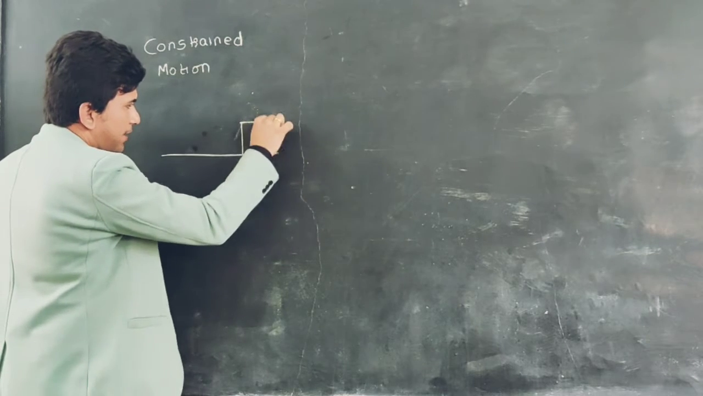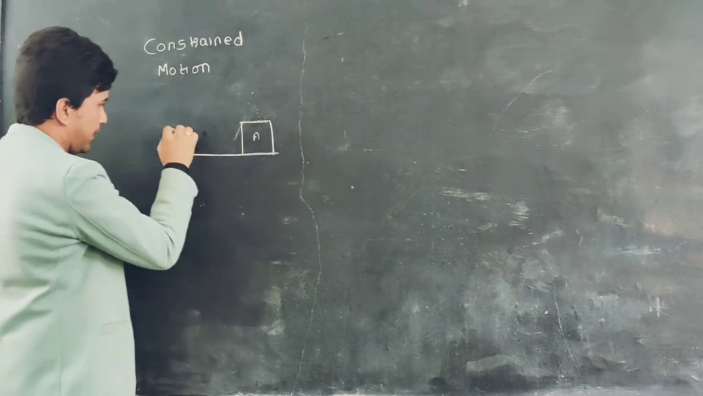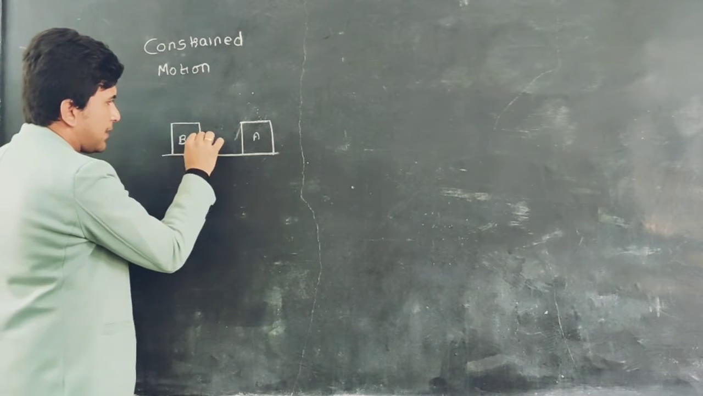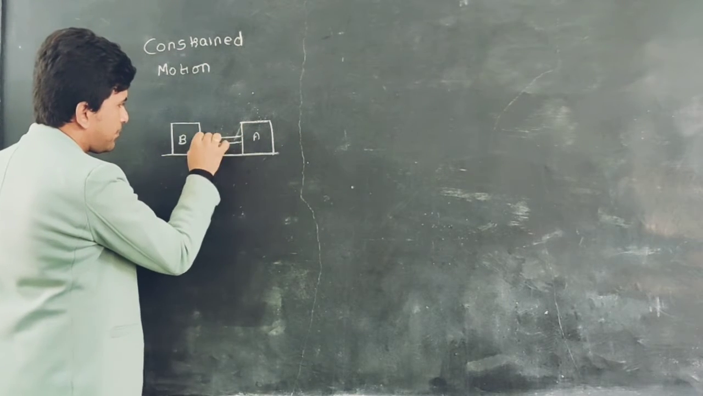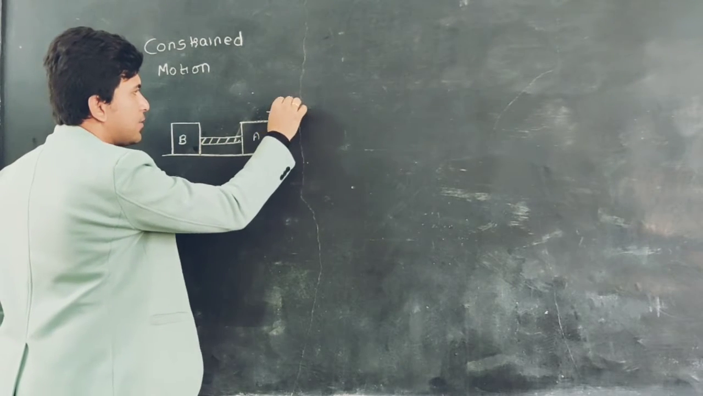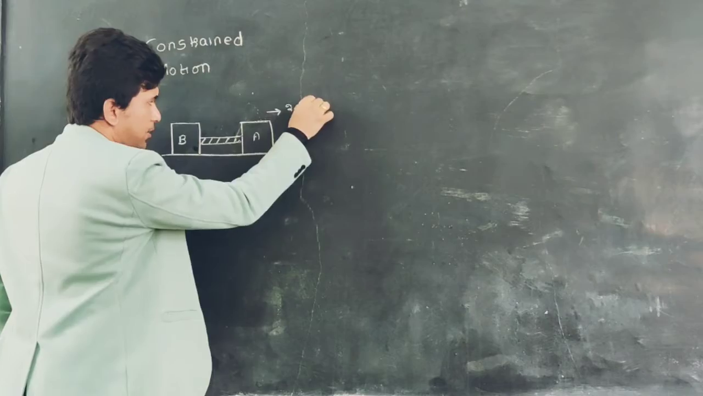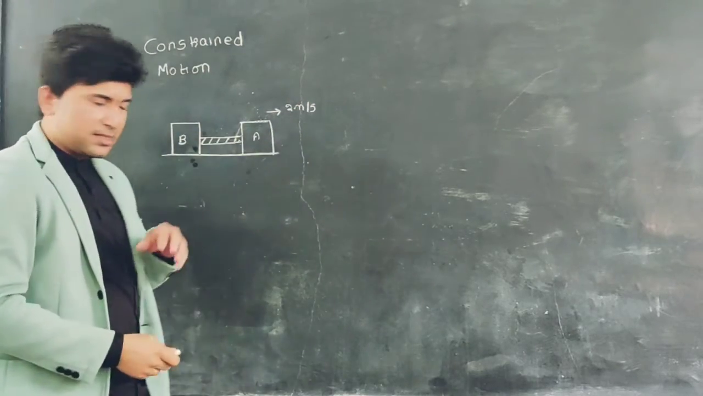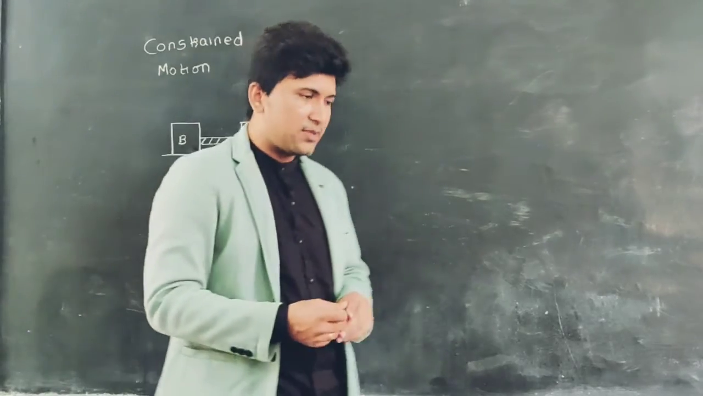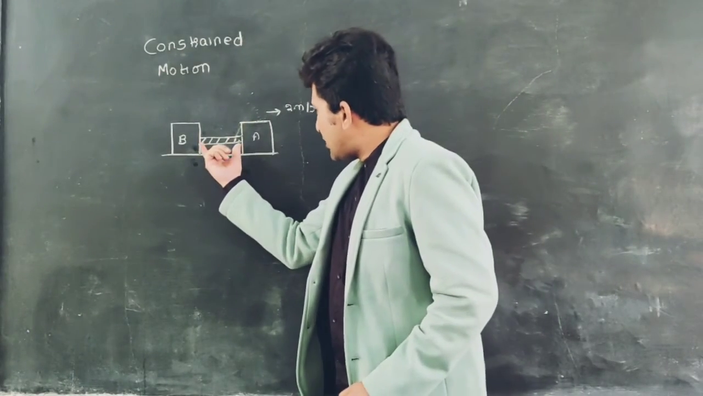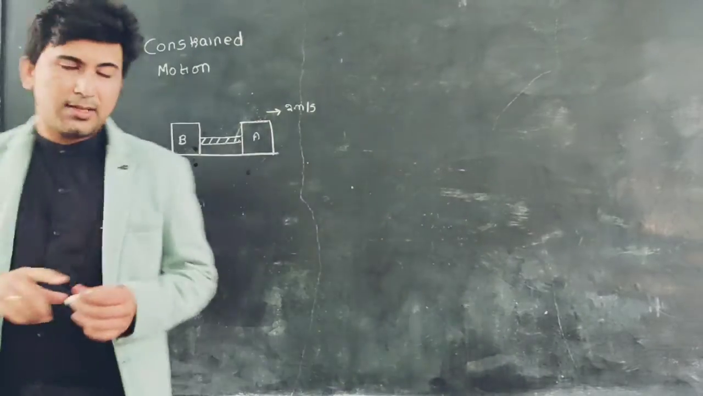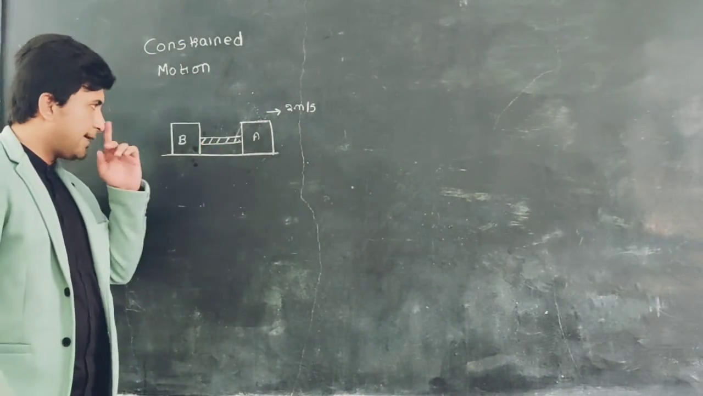Suppose we have two blocks, block A and block B, which are connected by a string, and this block is moving right side with 2 meter per second. If you want to find out the velocity of this block, obviously with common sense you can tell that this block also moves right side with 2 meter per second. Why? Because this string is non-extensible and also a massless string, which is always the assumption we take in our calculations.